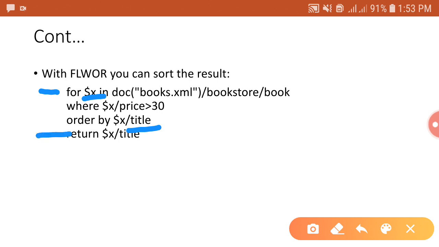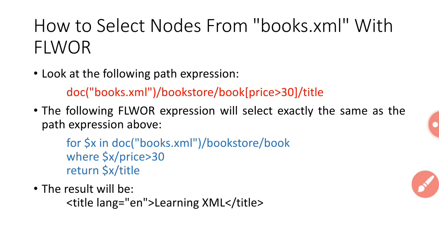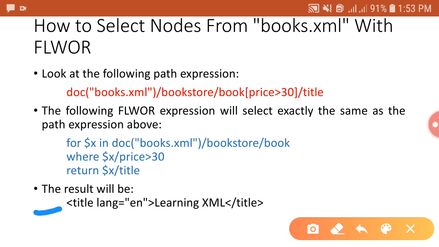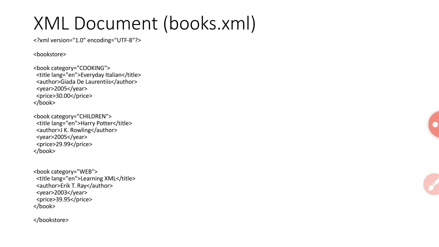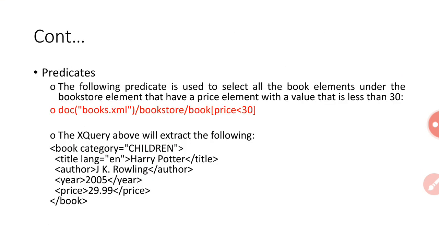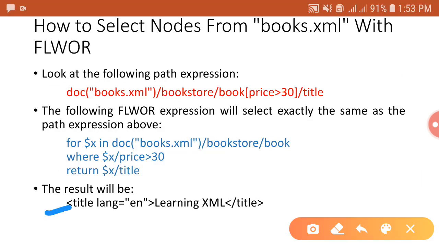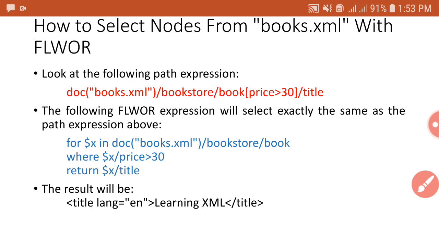Now the return clause specifies what should be returned. The result for this FLWOR expression is the same as this. Here for only one book the condition is satisfied, so it will return only one book. If more than one title is returned, then the result will be sorted according to title.